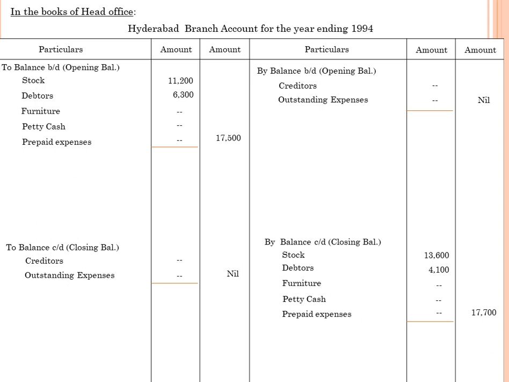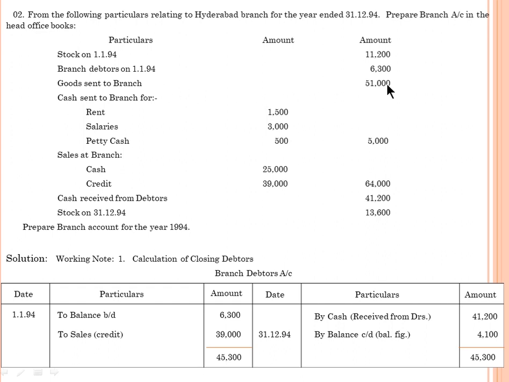Now we look into the question. See here, the goods sent to branch 51,000. Cash sent to branch for expenses, rent, salaries and petty cash. And remittance by sales, cash sales is given and credit sales 39,000. Credit sales we don't want to take in the branch account. The credit sales we should take only in the branch debtors account. Cash received from debtors, remittance 41,200. Now we move on to the branch account.